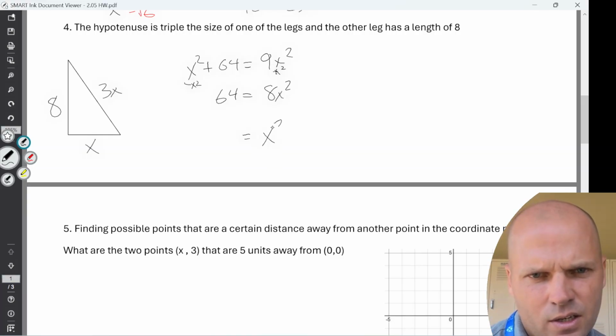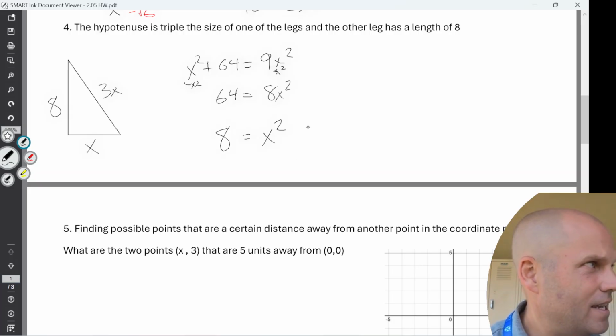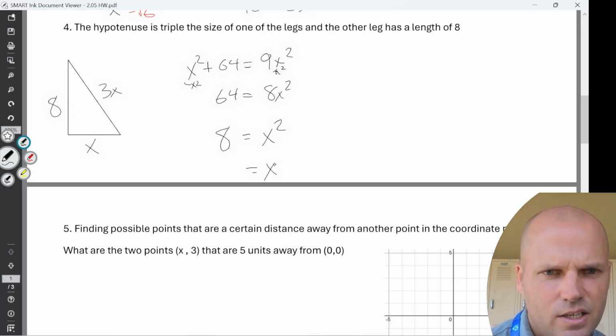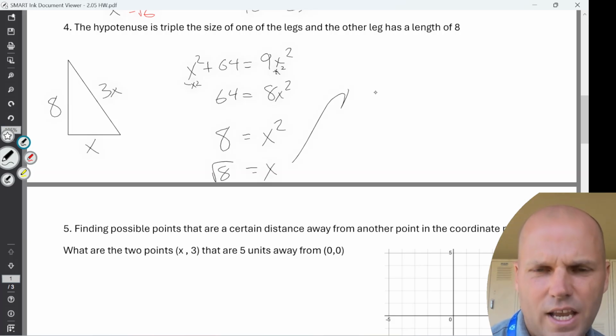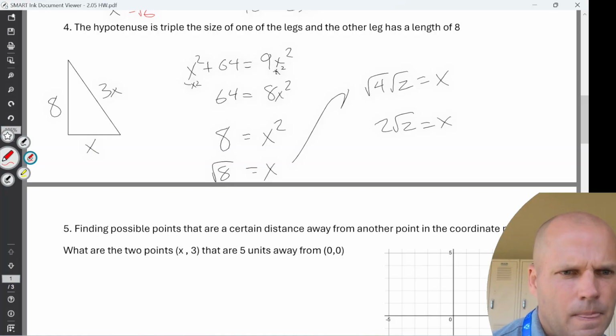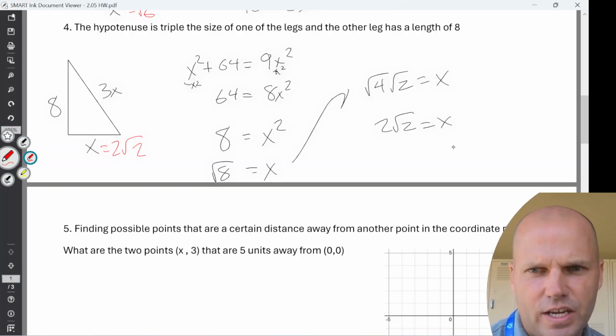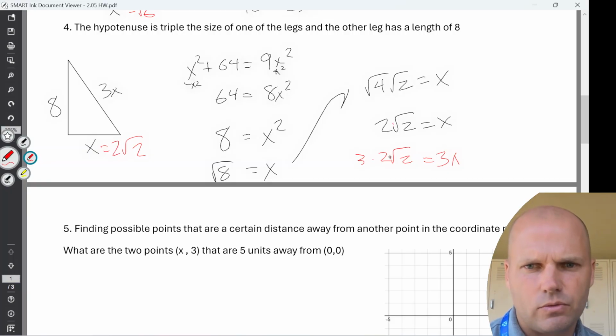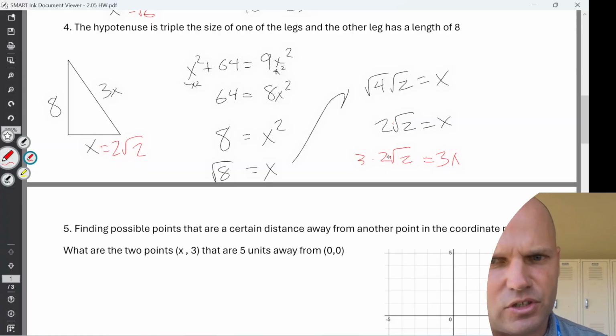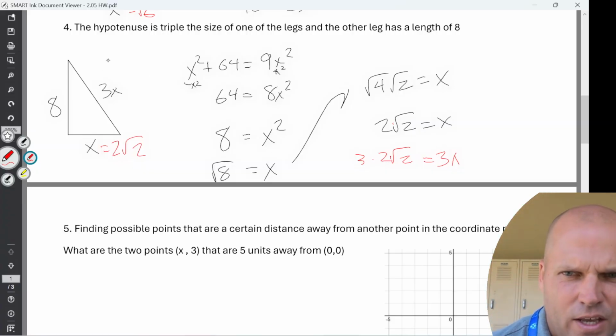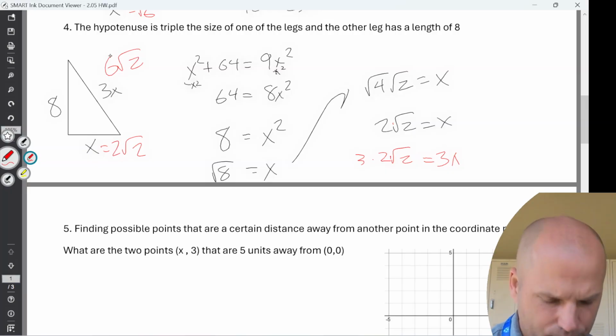It is. So x squared is 8, which means x is root 8. Root 8 is root 4 root 2. So x is 2 root 2. Multiply that by 3. 3x will equal 3 times 2 times root 2. I'm going to multiply the 3 times the 2 and leave the root 2 by itself, and I get 6 root 2.